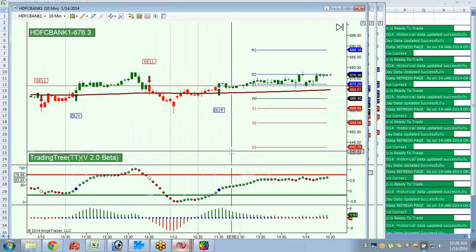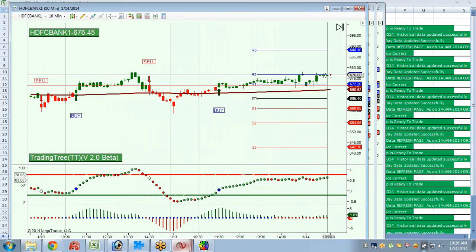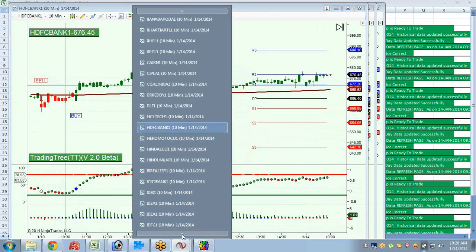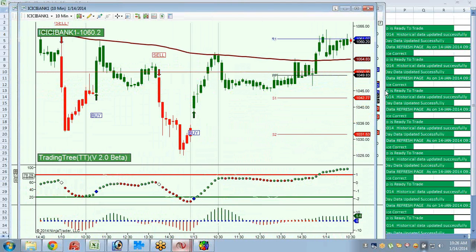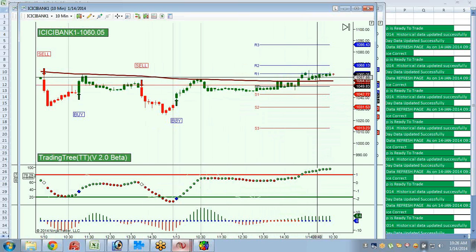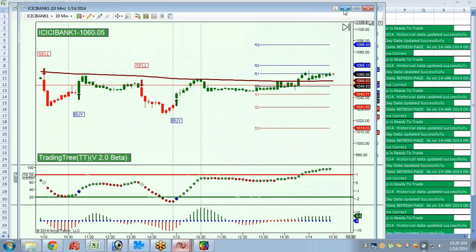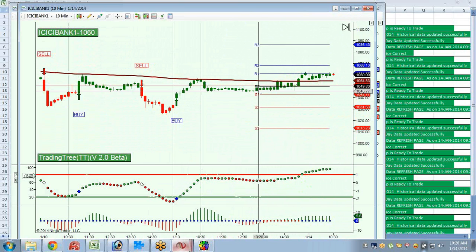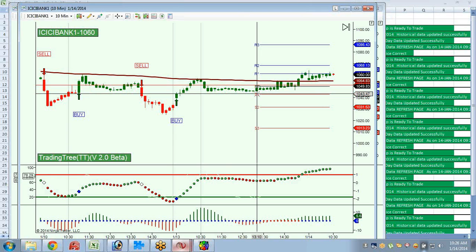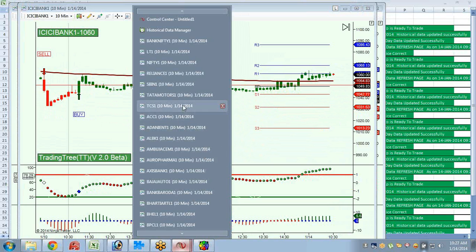HDFC is green, though there are no volumes here. You can check, with no volumes it will be very flat like this. Now ICICI is green. Since the banking pack is strong, your Bank Nifty will also be along the same lines. So you'll have to relate that also. If you keep observing keenly, it will just be a matter of toggling between different screens and finding out what the trend is.